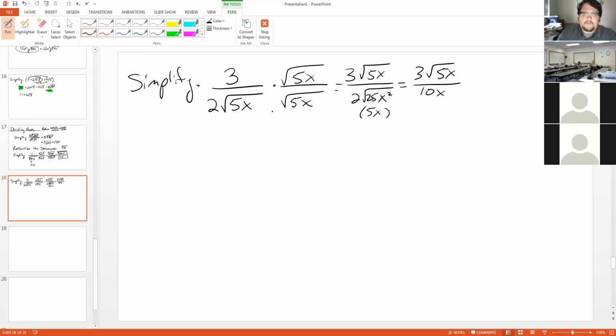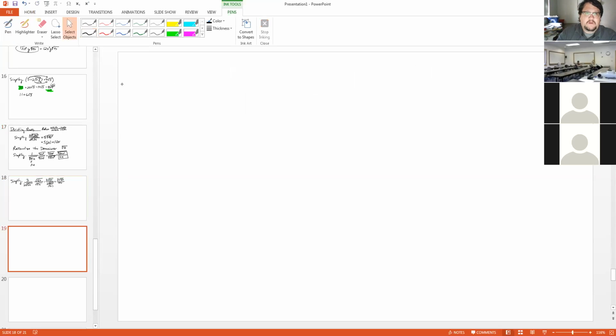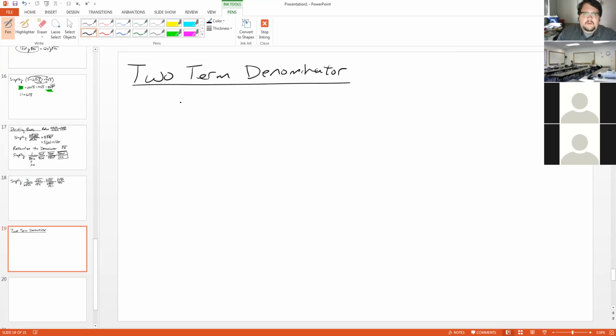So what am I missing on the bottom? That's what you need to ask yourself. So now, what if I have a 2-term denominator? Okay. So let's say I have something like 3 over 2 plus the square root of 5.